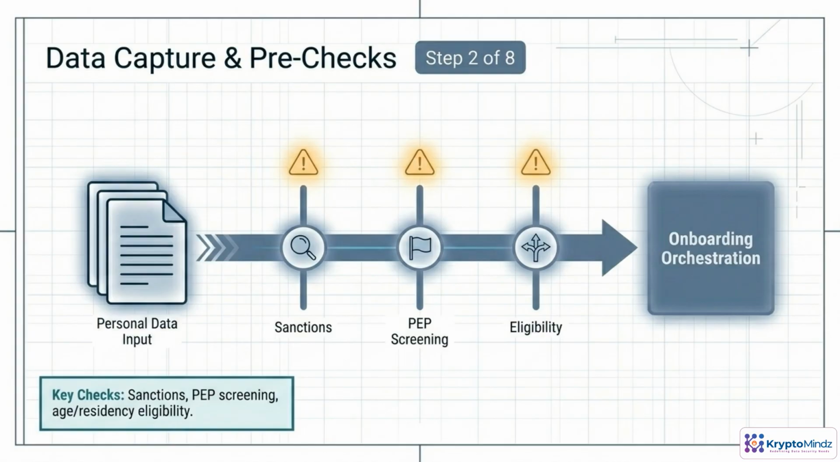Before we ask the customer to prove their identity, we first collect all the structured data we'll need: basic personal details, contact information, and any product-specific attributes like income. That dataset is immediately run through automated checks, sanctions and PEP screening, plus simple eligibility rules such as age or residency. Clear explanations, consent prompts, and progress indicators keep the experience transparent, while APIs route this data into risk and compliance engines.